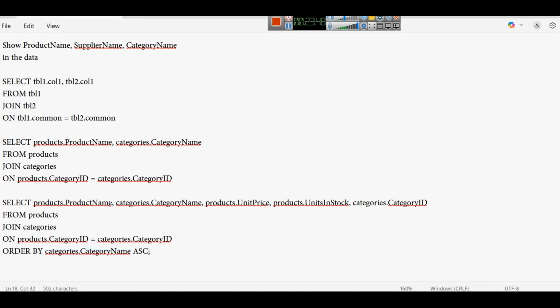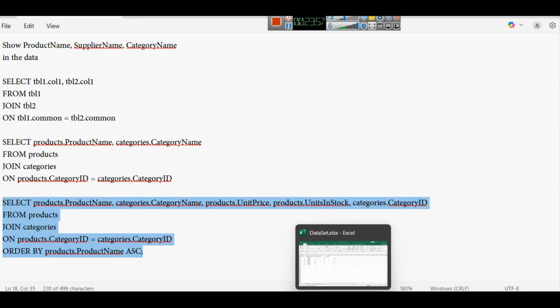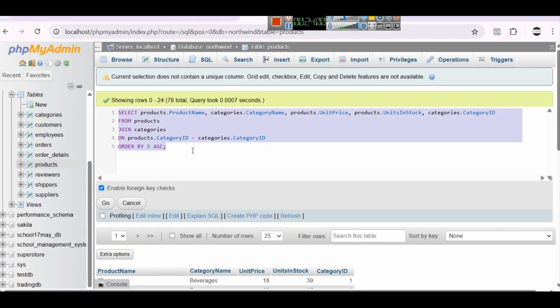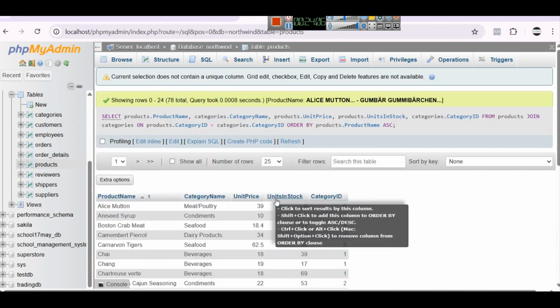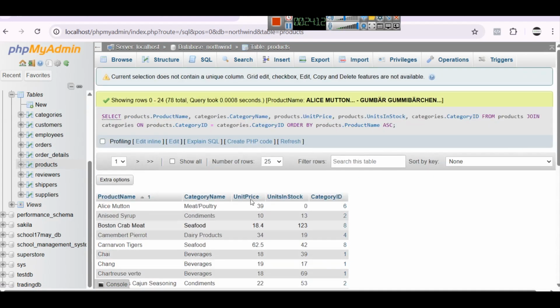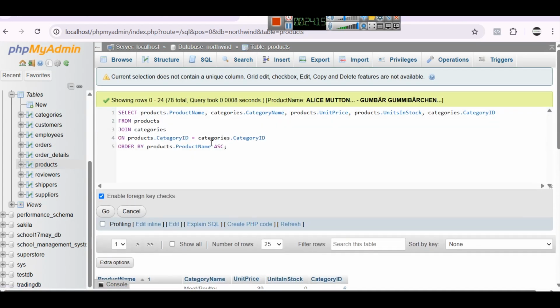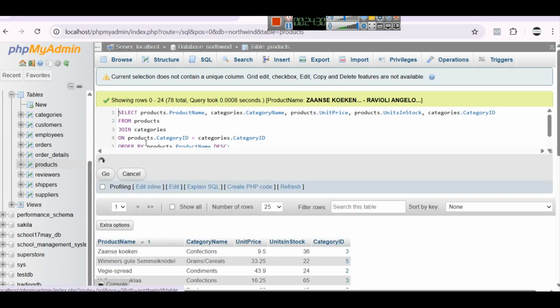Let's say we want to order by product name. Product names that start with A should appear first, then product names that start with B and C and so on. So when I am doing product name ascending, it will show all the product names starting with A, B, C, D, etc. Okay, so this is order by product name in ascending order. If I do product name in descending order, it will give me product names starting with Z first. So this is the purpose of order by.